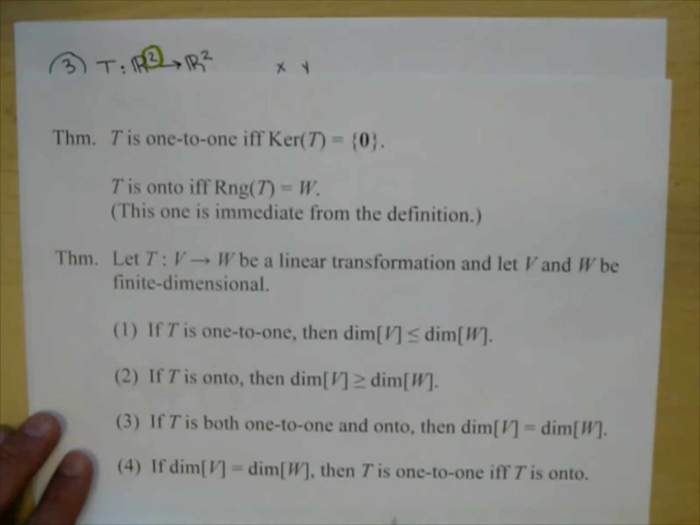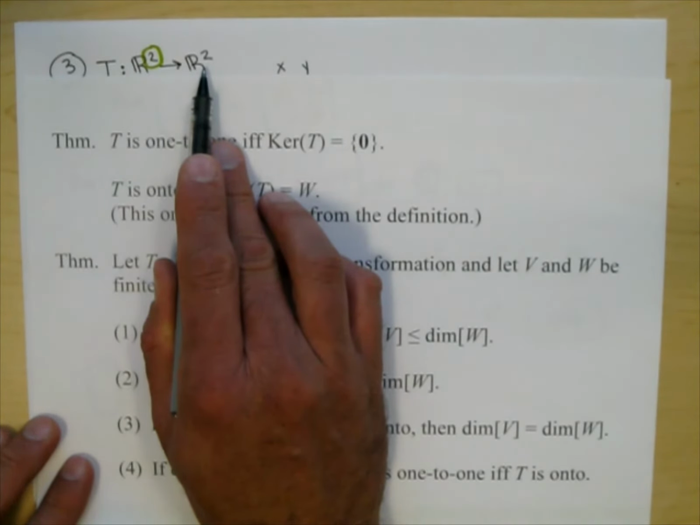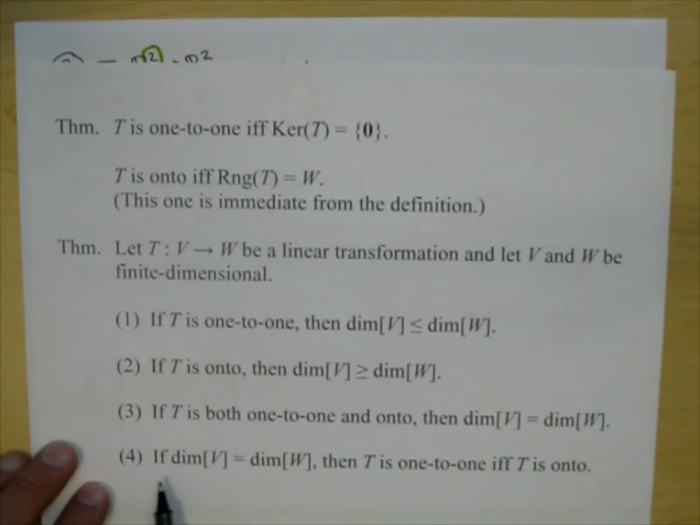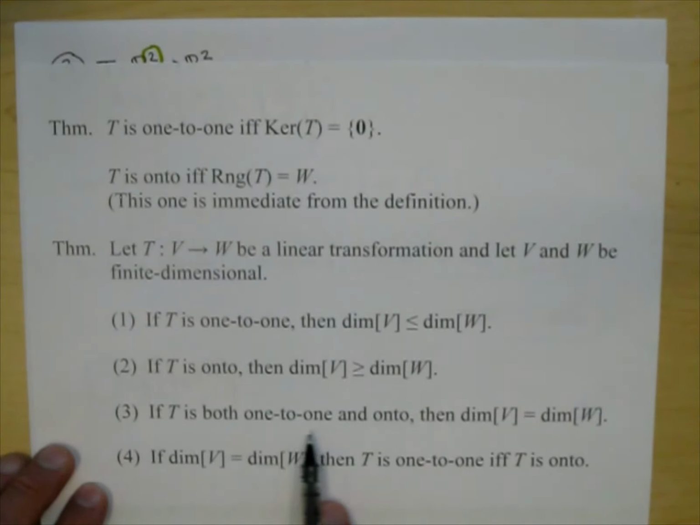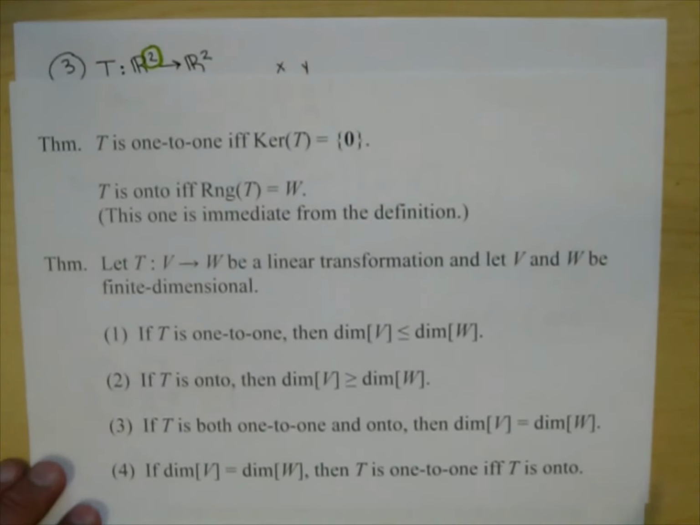So when they ask 1 to 1 and onto and the dimensions are the same, it will either be yes, yes, or no, no. That is what Theorem 4 says. Theorem 4 was trying to be the converse of Theorem 3, but the converse is not true. So to try a little harder, we did it this way.